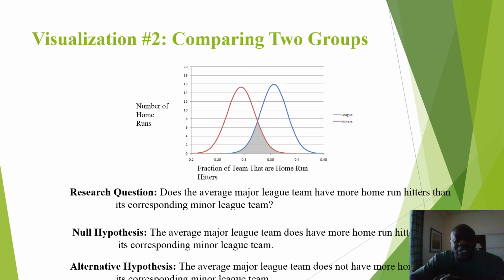The research question in this instance is, does the average major league team have more home run hitters than its corresponding minor league team? For the null hypothesis, the average major league team does have more home run hitters than its corresponding minor league team. For the alternate hypothesis, it does not have more home run hitters than its corresponding minor league team.